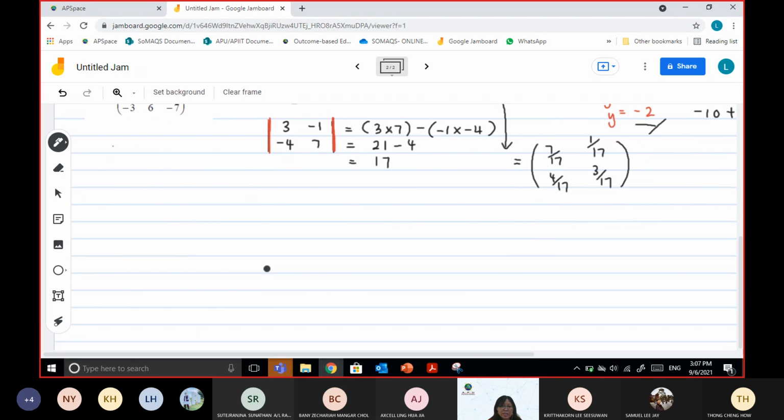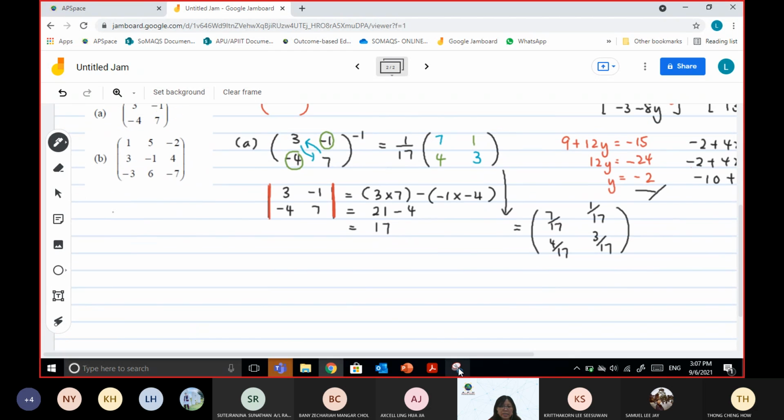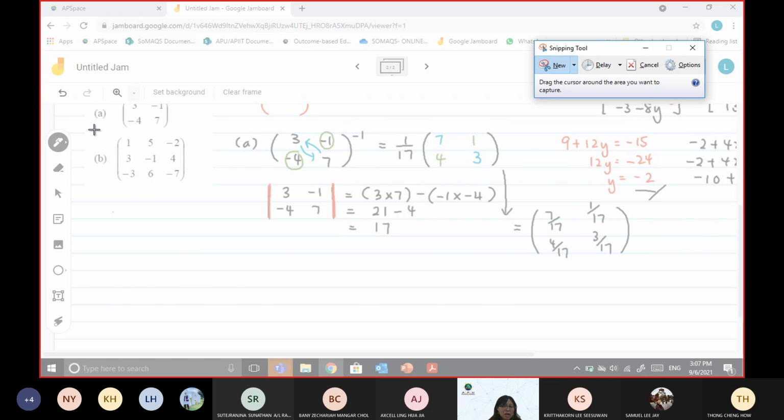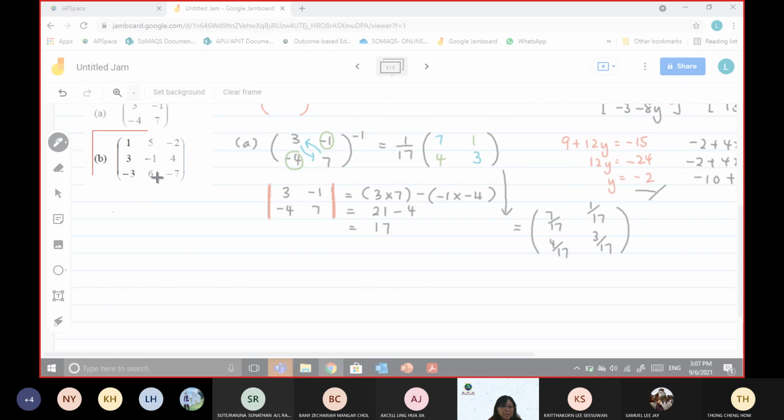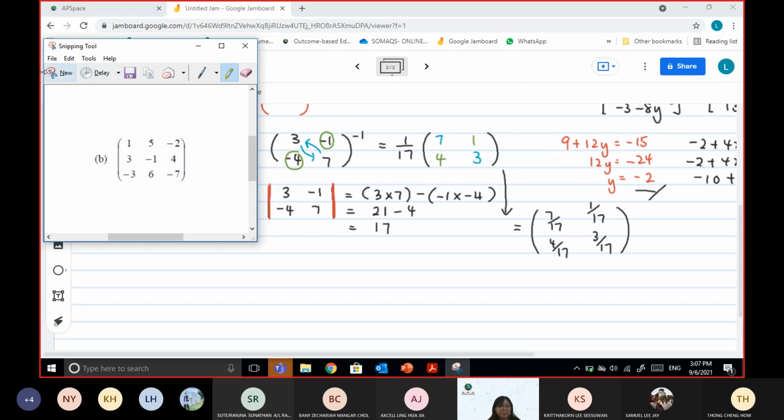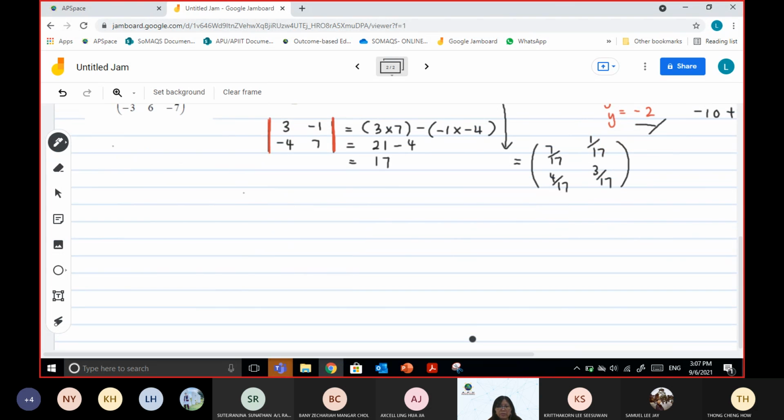Okay, so let's proceed to B. How we find the inverse for B. I think this one we need more space.